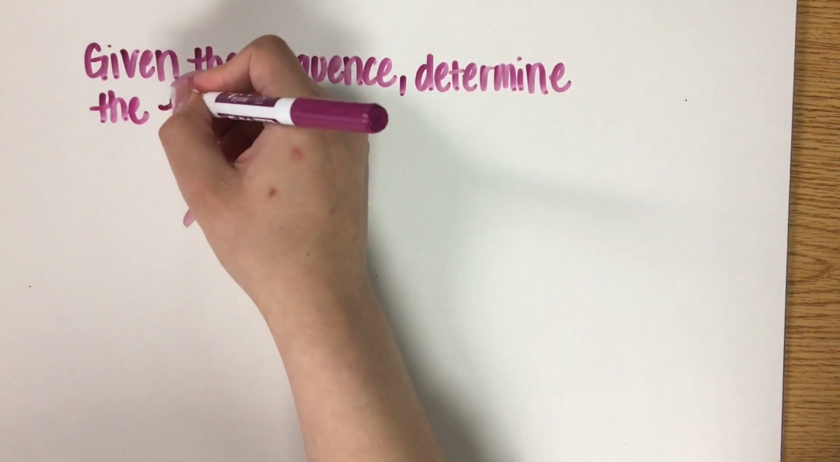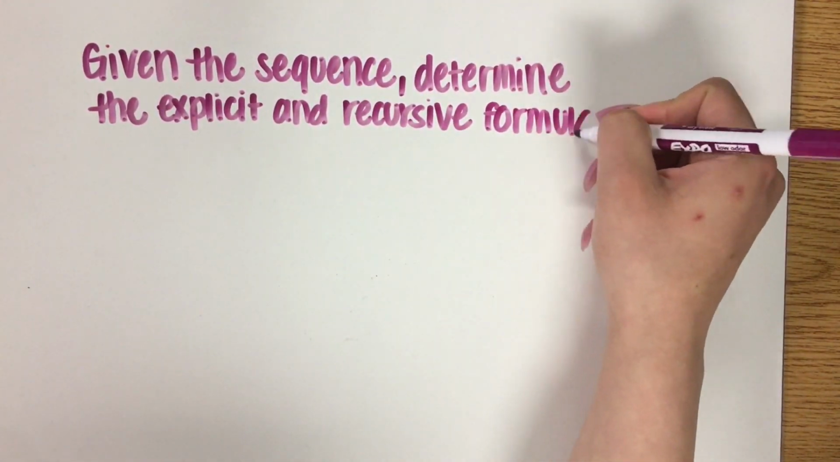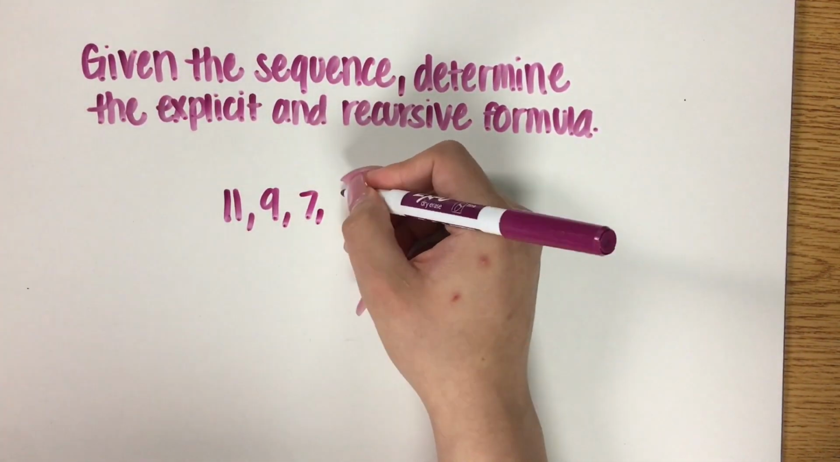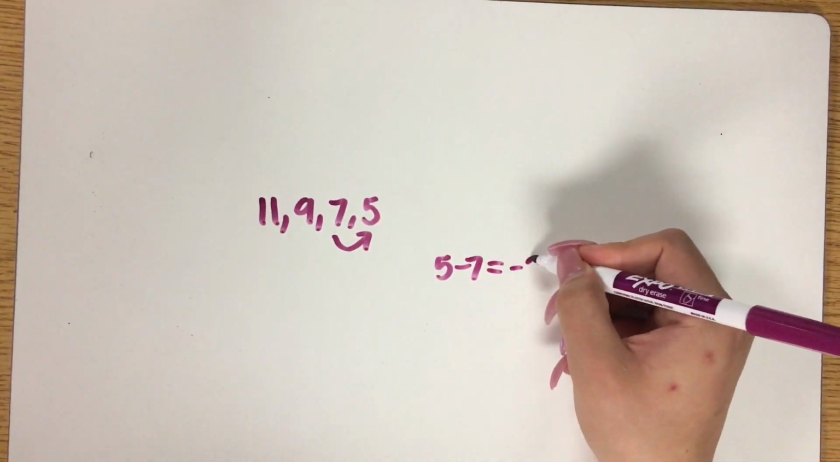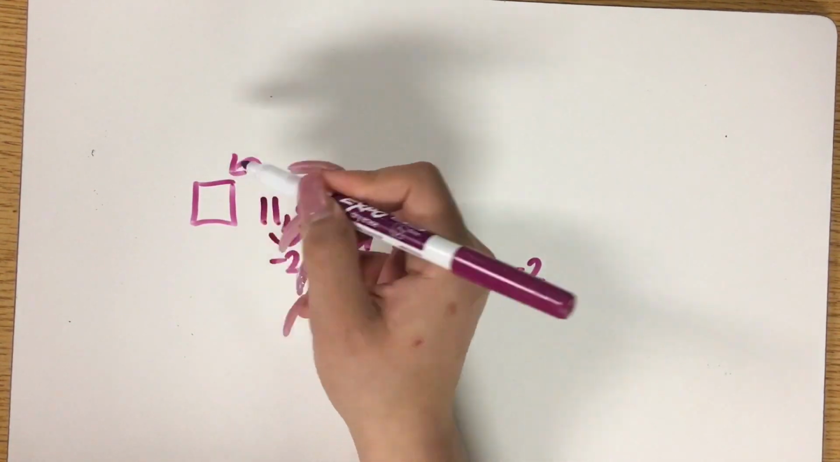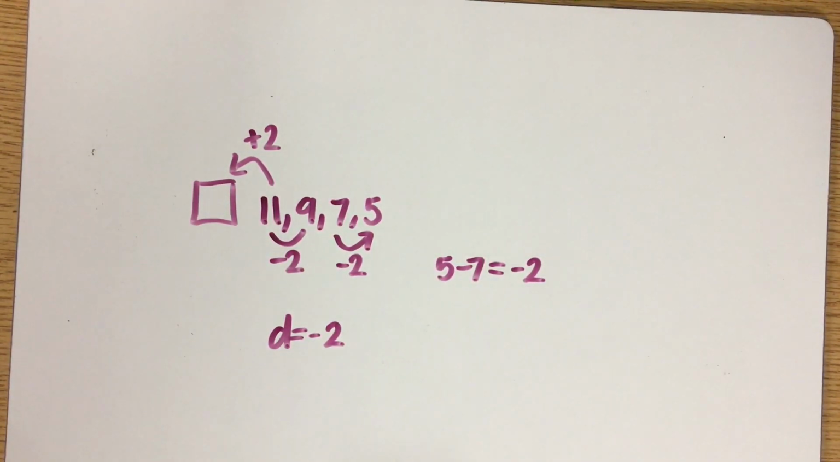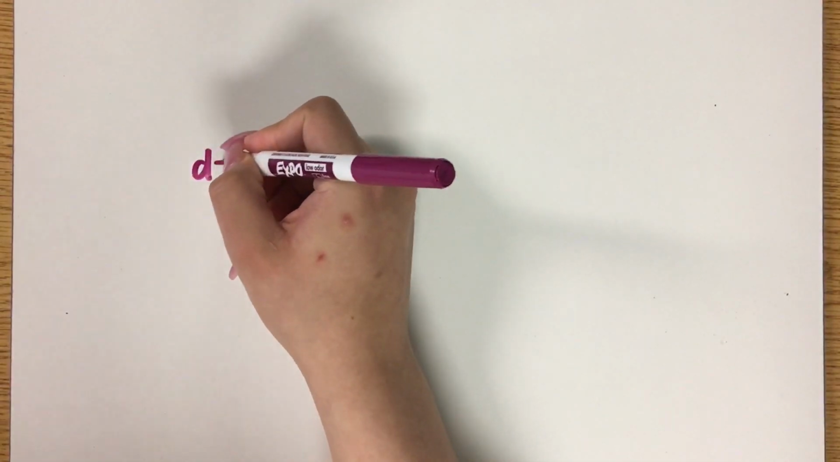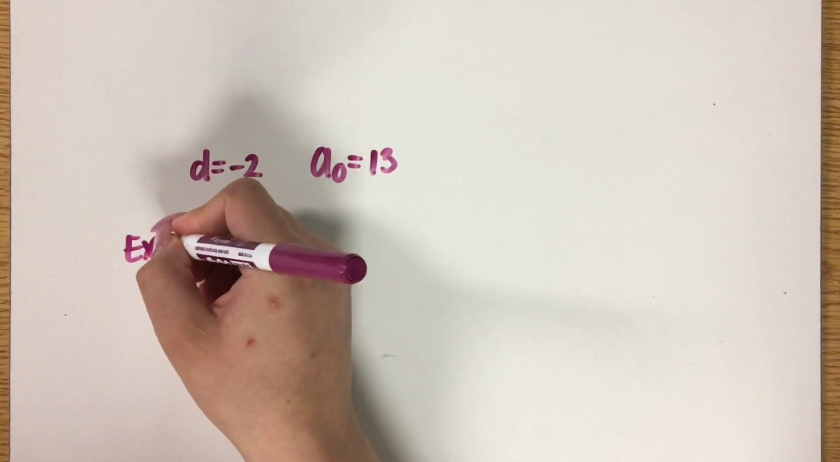Given the sequence, determine the explicit and recursive formula. Find the common difference to get the explicit and recursive formula for the arithmetic sequence. Find the common difference by subtracting 7 from 5, then use the common difference to find the zero term. You will find the zero term by reversing the common difference. You will need both the common difference and the zero term to solve these formulas.